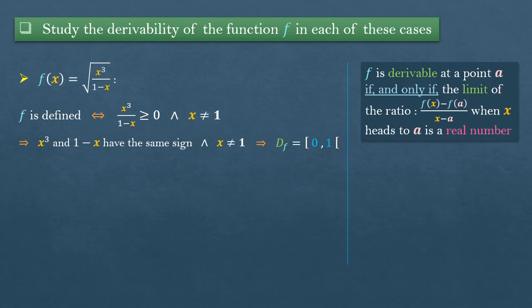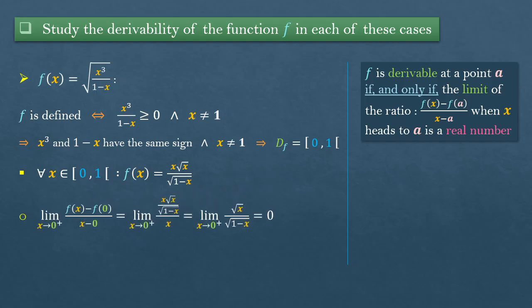for which x cubed and 1 minus x have the same sign and x is different from 1. Now for every value of the variable x within the semi-closed interval 0 to 1, we have f(x) equal x times the square root of x over the square root of 1 minus x.